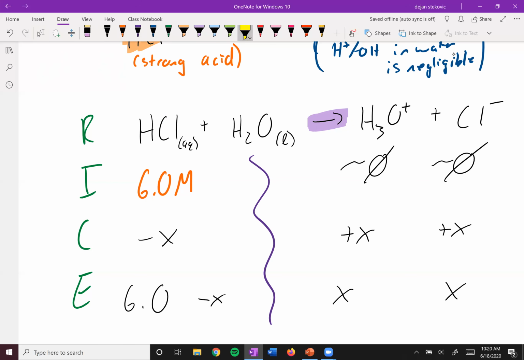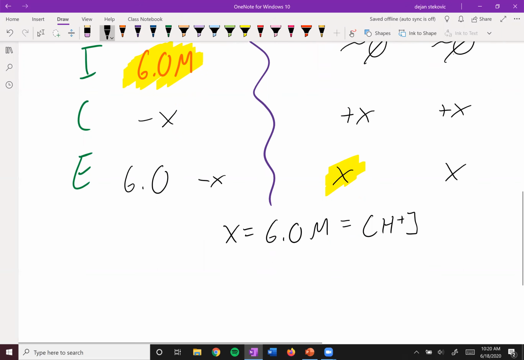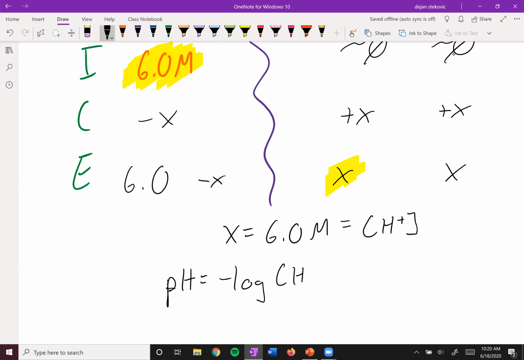Now, the reason that these rice tables are very, very simple is because of this one-way arrow, right? All 6 molar of this HCl is all going to become H plus, right? And so it's pretty easy to tell right away. Since we have this complete arrow, all of this is going to dissociate. So we know x is equal to 6.0 molar. And since x is equal to the concentration of H plus, we can figure out the pH pretty easily. Remember that the pH is equal to the negative log of the concentration of H plus. And so we have that already.